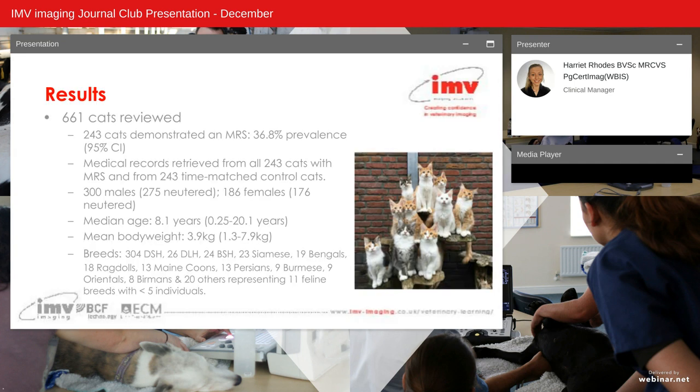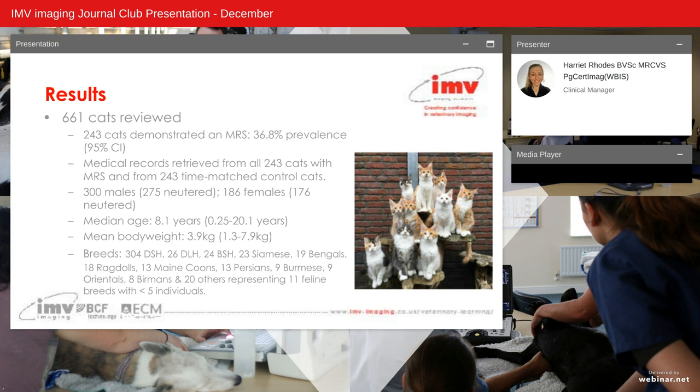So on to the results. Of the 661 cats who had their abdominal ultrasound images reviewed, 243 cats demonstrated a medullary rim sign, giving an overall prevalence of 36.8% in this population. Medical records were retrieved from all 243 cats with a medullary rim sign and from 243 time-matched control cats.